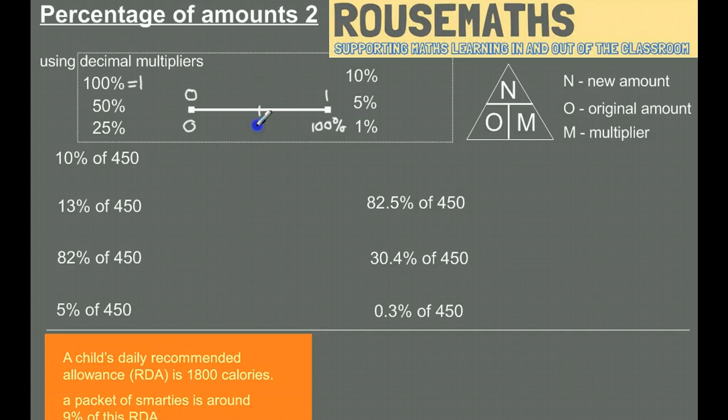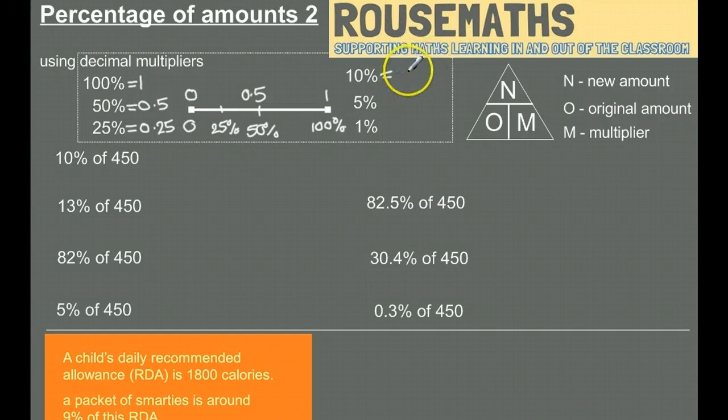We go for halfway, we've got 50%, and that would be halfway between 0 and 1. So your decimal equivalent, or decimal multiplier for finding 50%, is 0.5. So if we go half again to 25%, that would be 0.25. Now in place where we're trying to find percentages, we can just use a decimal multiplier.